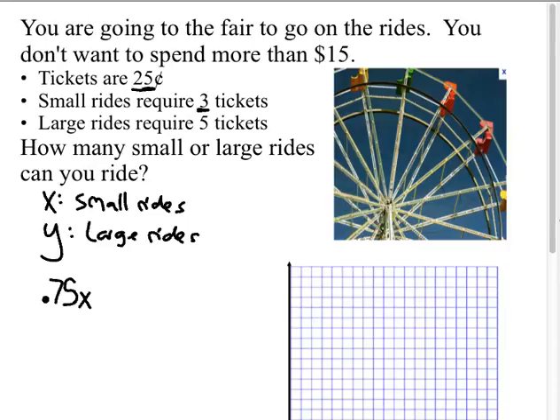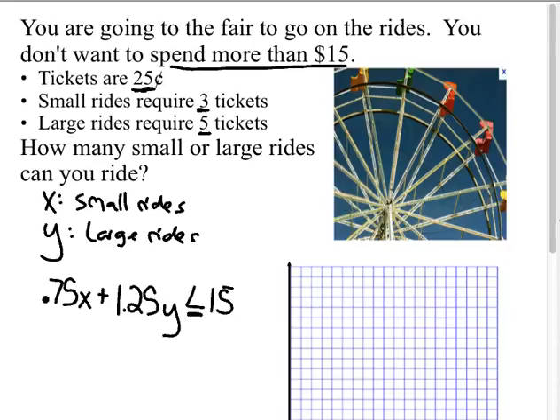Well, what about a large ride? Well, a large ride is 5 tickets, each at 25 cents. So a large ride is going to be $1.25. So right now, that's representing my cost, okay, my total cost. And what do I know? Well, I don't want to spend more than $15. So I can spend less than or equal to $15.